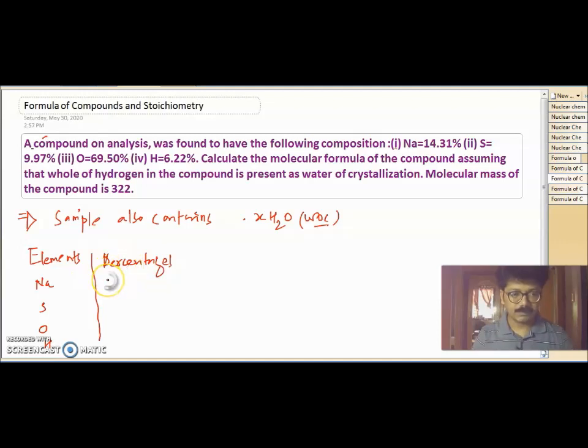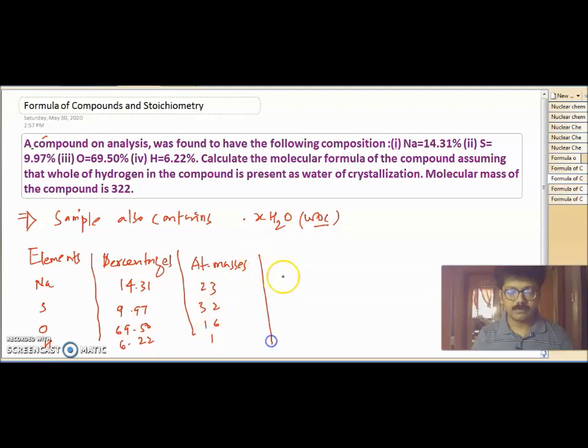What are the percentages? Sodium is having 14.31, sulfur is having 9.97, oxygen is having 69.50, and hydrogen is having 6.22 percentage. Now atomic masses you can write in the third column over: sodium 23, sulfur 32, oxygen 16, and hydrogen 1.